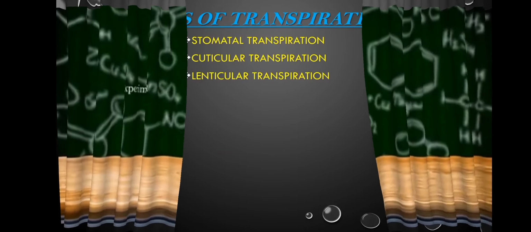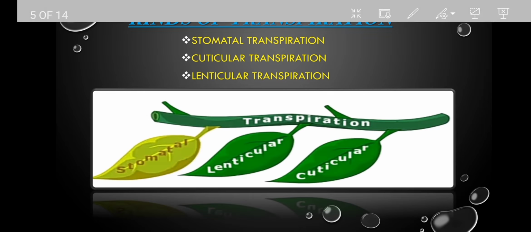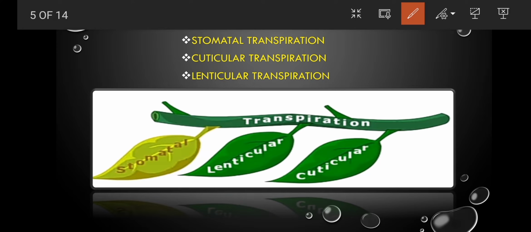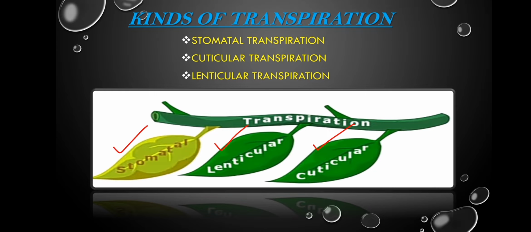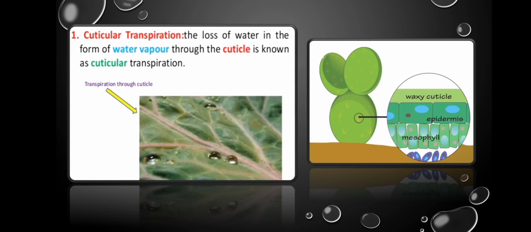Kinds of transpiration. Transpiration is mainly of three types, as shown in this picture also: stomatal transpiration, lenticular transpiration and cuticular transpiration. So let's discuss these three. First, cuticular transpiration. In many plants, a cuticle is present.